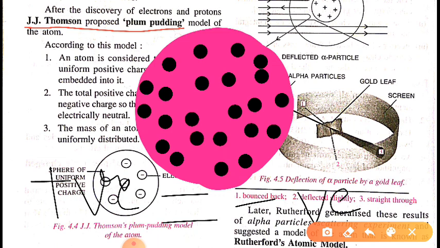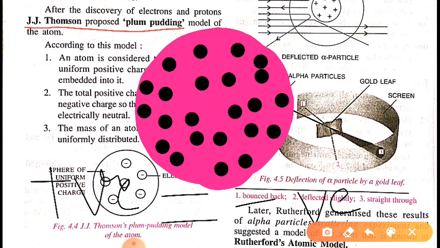Next, he observed that the mass of an atom is considered to be uniformly distributed. And after that, he told that the mass of the atom is uniformly distributed, as you can see here in this case. Okay, so this was all about J.J. Thomson's plum pudding model, or in some books you will see it called the watermelon model. I hope all of you have understood this.